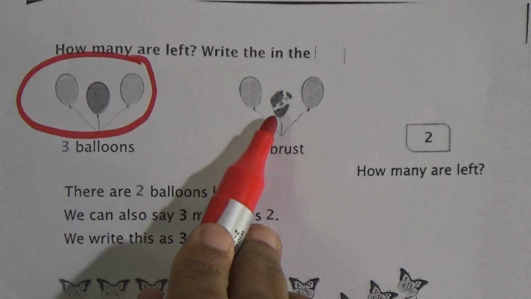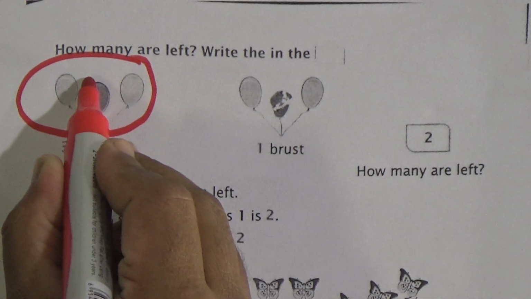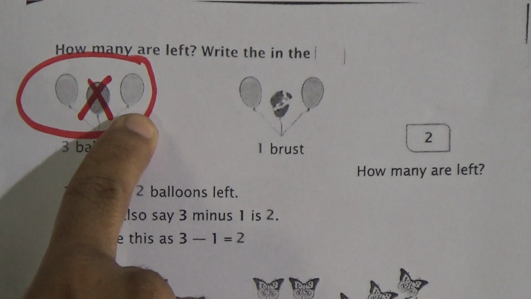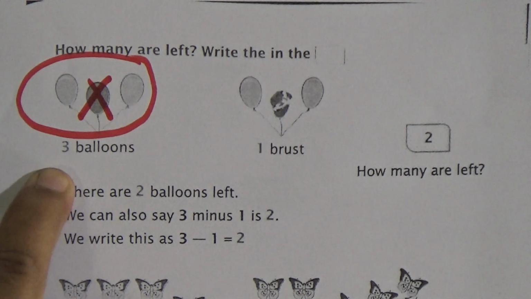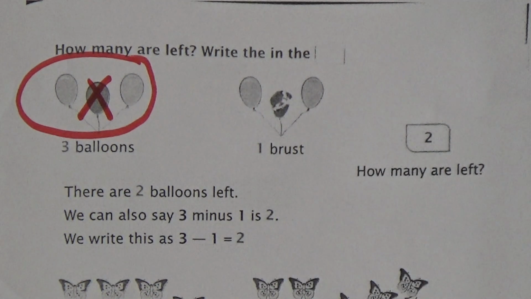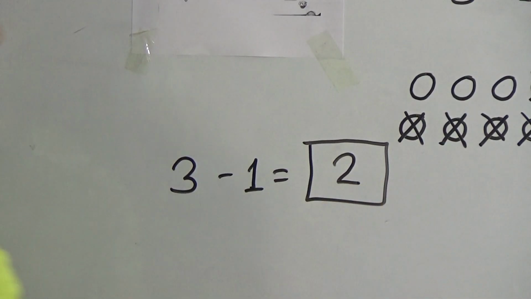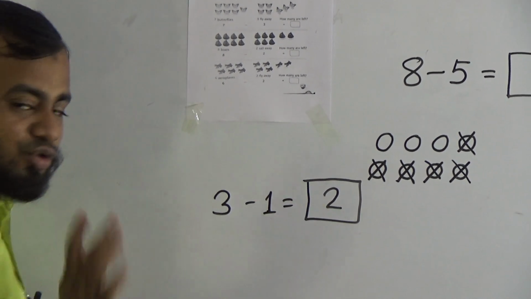Look at the figure. In the middle, we have 1 that is burst. So this one is not remaining here. How many good balloons are remaining? 1, 2. There are 2 balloons remaining. So if we subtract 1 from 3, we find out 2 balloons are remaining. If 1 is burst from the 3 balloons, we have 2 balloons left. This one is already done for you.